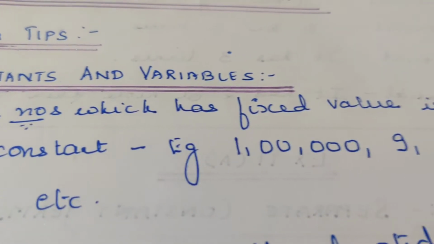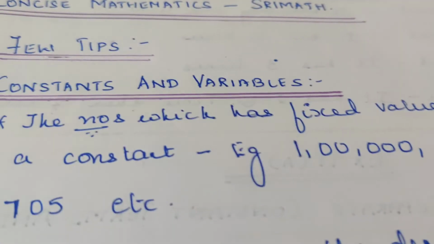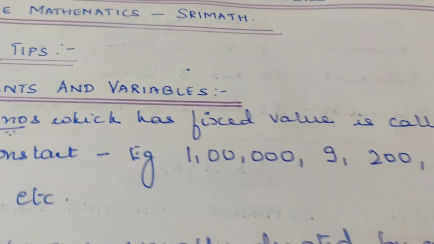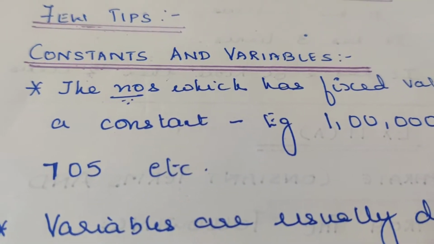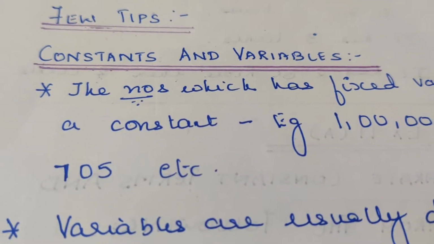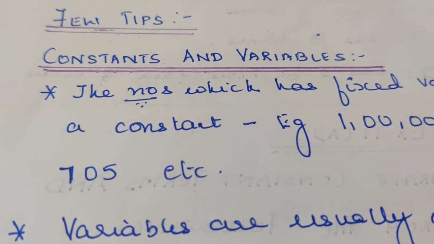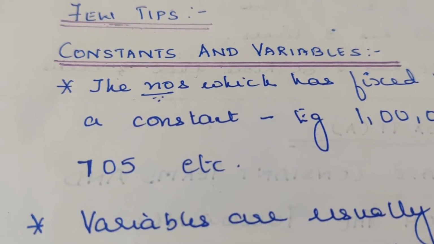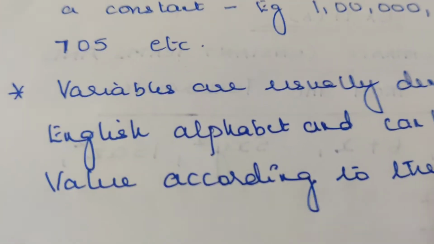Constants. The numbers which have a fixed value are called constants. For example, 1 lakh, 9, 200, 1,705, etc. So a constant is just a number which has got a fixed value. For example, I have given you a few numbers. So all the numericals which have a definite value are called constants.